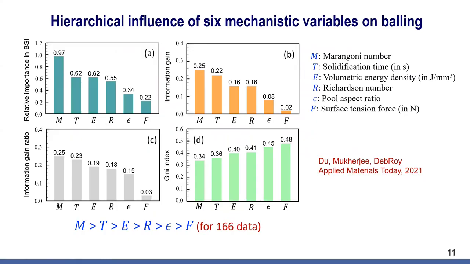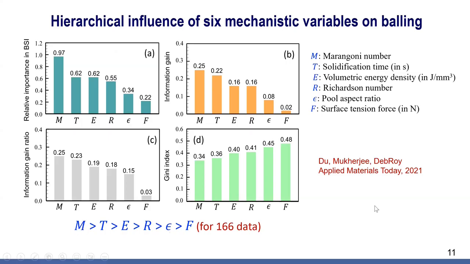The hierarchical influence of these variables can also be based on different recognized indices like information gain ratio and Gini index. And what we find is that the Marangoni number is the most important variable here. And then solidification time, energy that is put into a unit volume, Richardson number, the aspect ratio of the fusion zone, and the surface tension force. So most important is the Marangoni number.